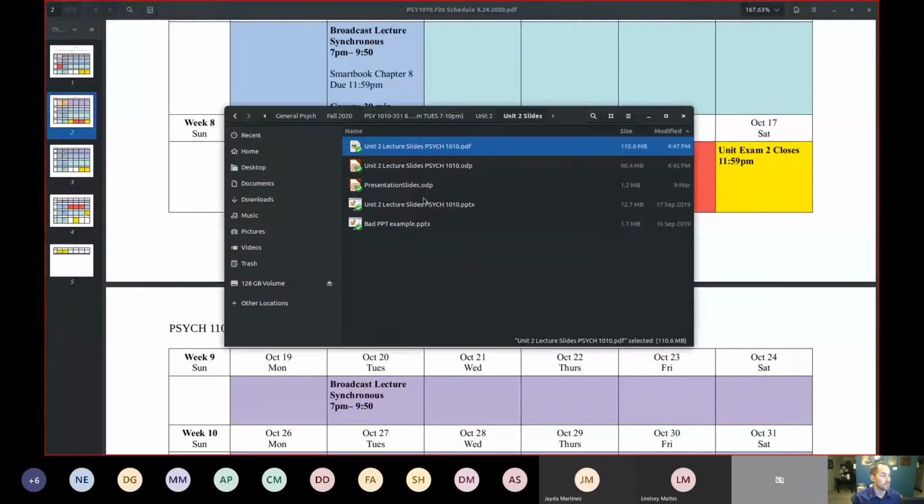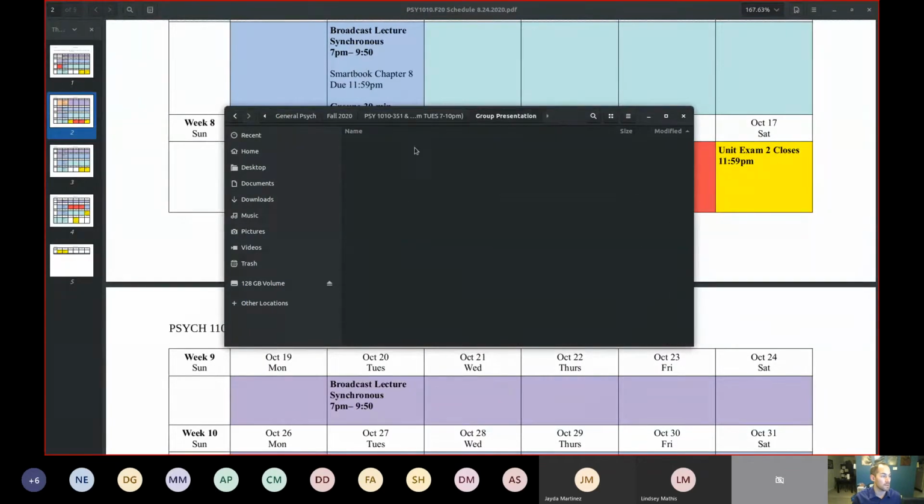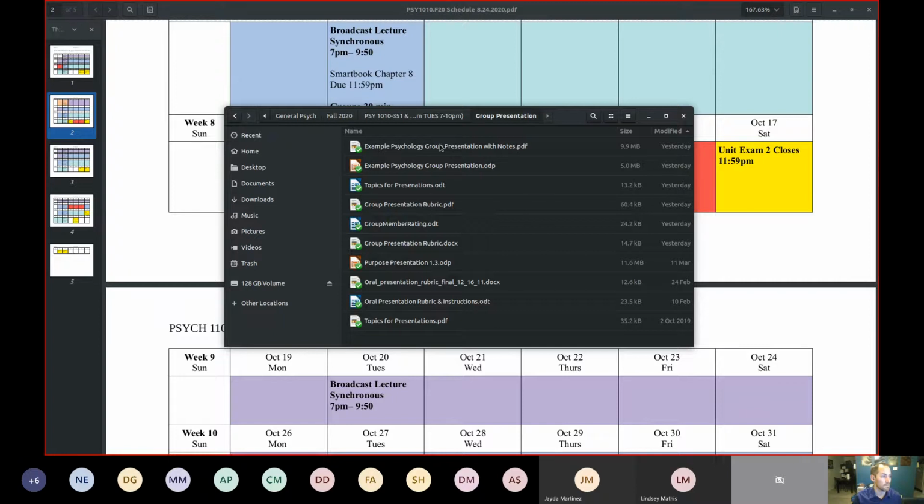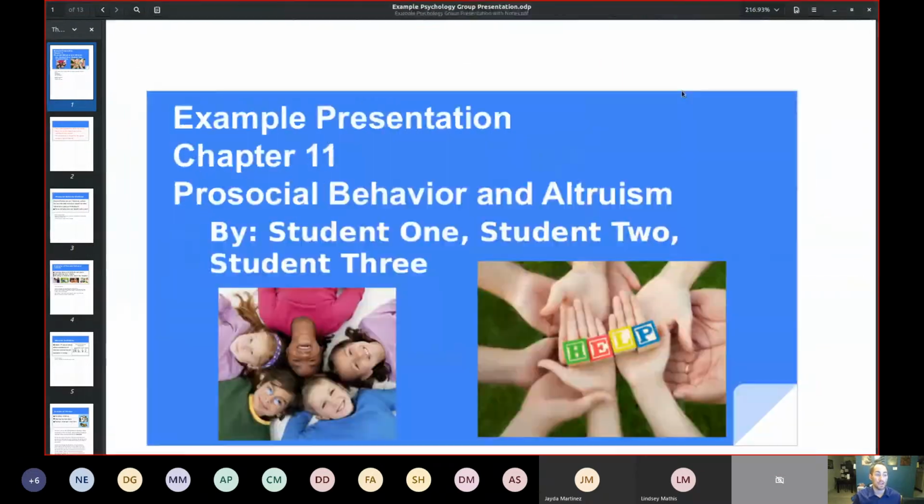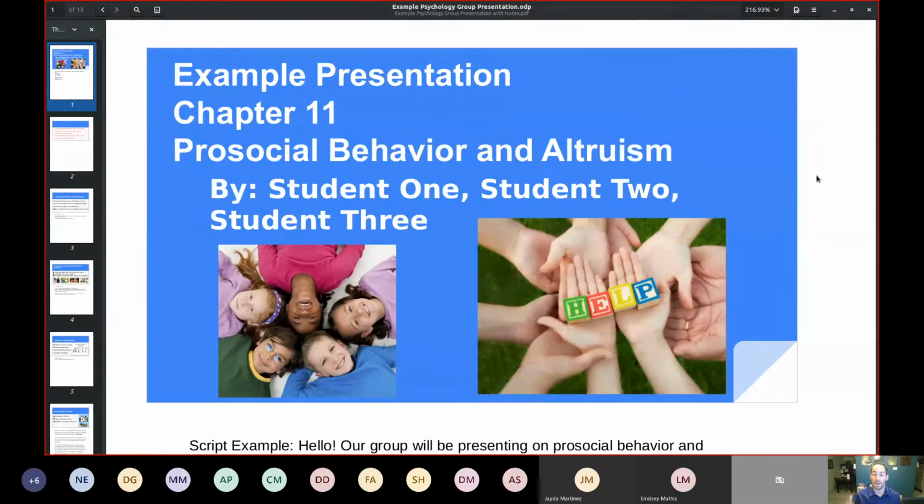Essentially, I'll show you an example of the group presentations. What you and your group will be doing is deciding on a topic that's of interest to everybody in the group, and then creating a PowerPoint presentation on that topic. When it's an in-person class, you actually present it in front of the class. You have about 10 minutes to present it.